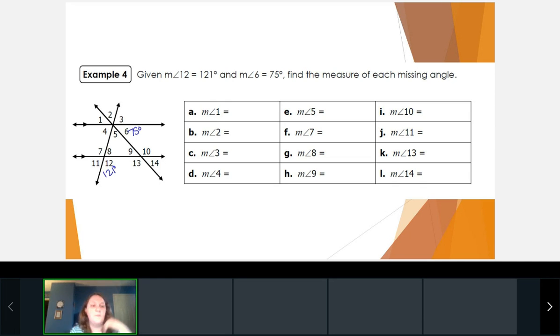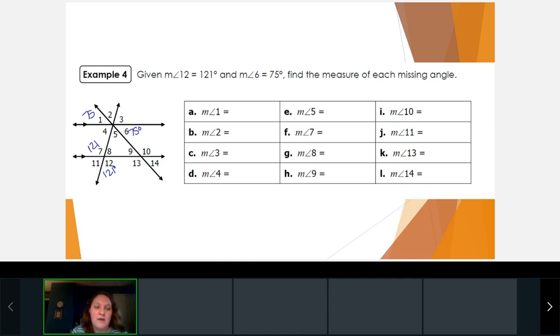Now, what I like to do, and maybe you like something different, is look at all of my vertical angles first because I know that vertical angles have to be congruent. So I know that angle 12 and angle 7 are vertical, so I'm going to put a 121 here. And I see that angle 6 and angle 1 are vertical, so now I know angle 1. I'm completely ignoring this box of answers right now. I'm just going to fill in the numbers in the picture and use that to answer the question over here.